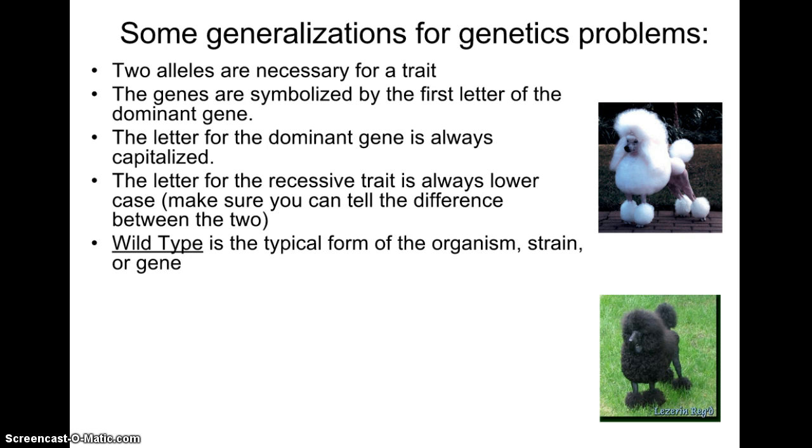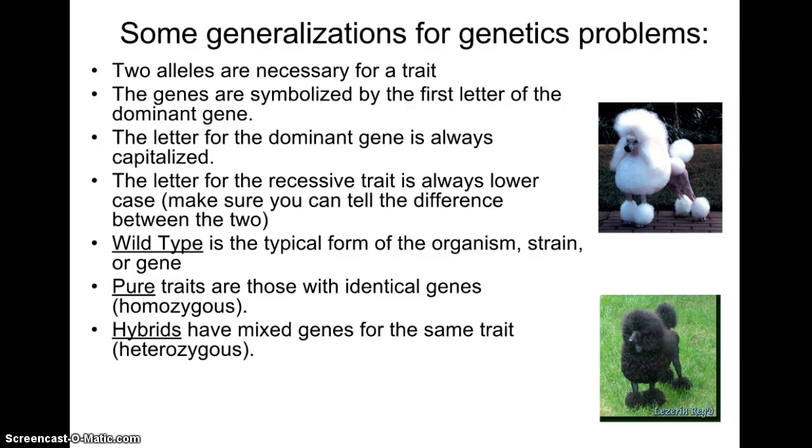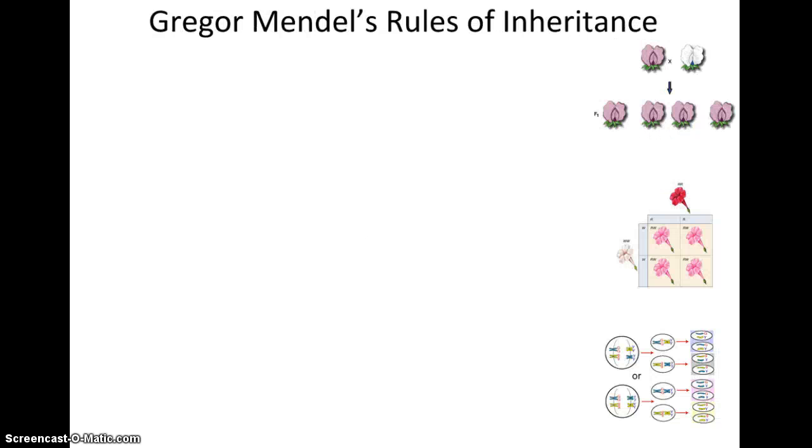Wild type is the typical form of the organism, strain, or gene, whereas pure is a trait for those with identical genes, so homozygous. Hybrids are what we call mixed genes or heterozygotes, and gametes only carry one allele for each trait, because they're haploid.